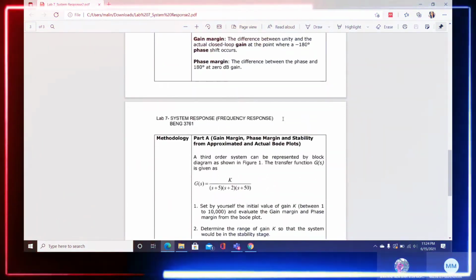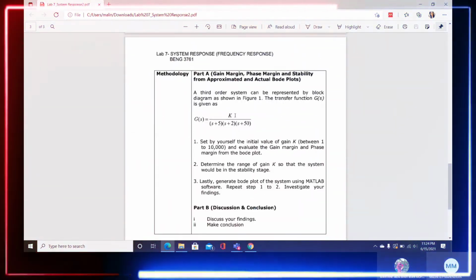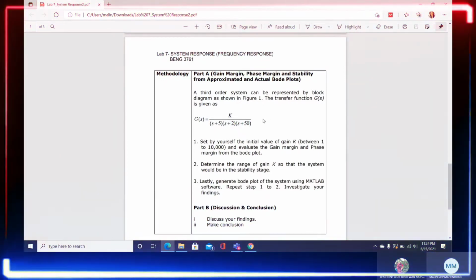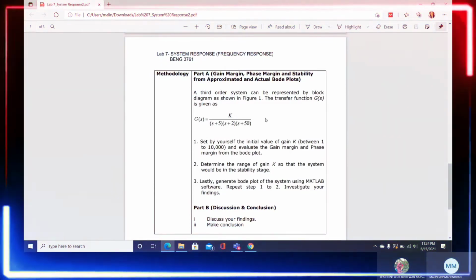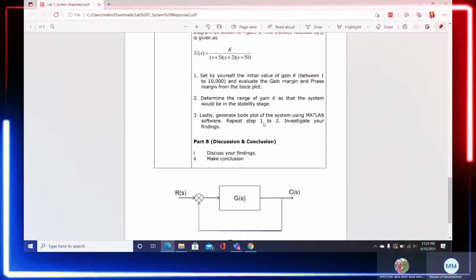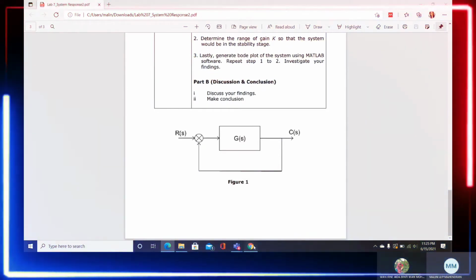So what is given in this lab is the transfer function, which is G(s) equals K over (s plus 5)(s plus 2)(s plus 50). So these three here, the 2, 5 and 50, are the corner frequencies. So we will be plotting the Bode plot manually, also known as approximation, based on these three corner frequencies. And for our part, we assumed K as 1500. So we set the value of gain K as 1500 and we did some calculations.